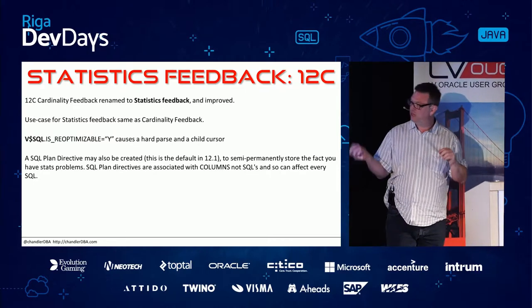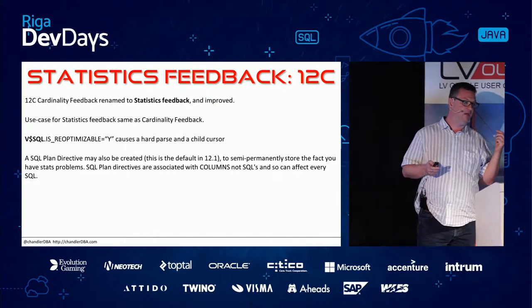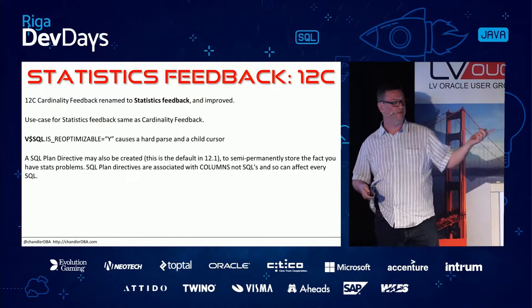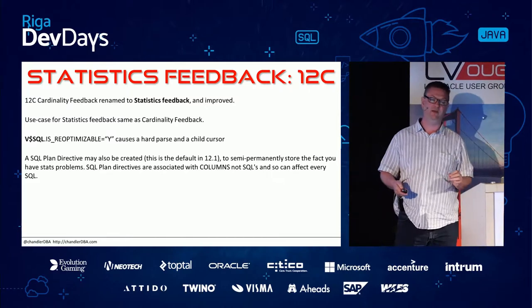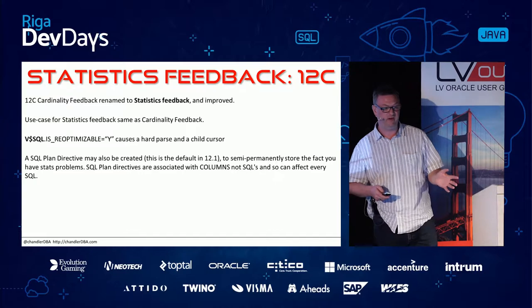Because when the plan goes out of the shared pool, all of the information that it gathered was lost. In 12c, they renamed it to statistics feedback. They've improved it a bit. The use case is exactly the same as for cardinality feedback.